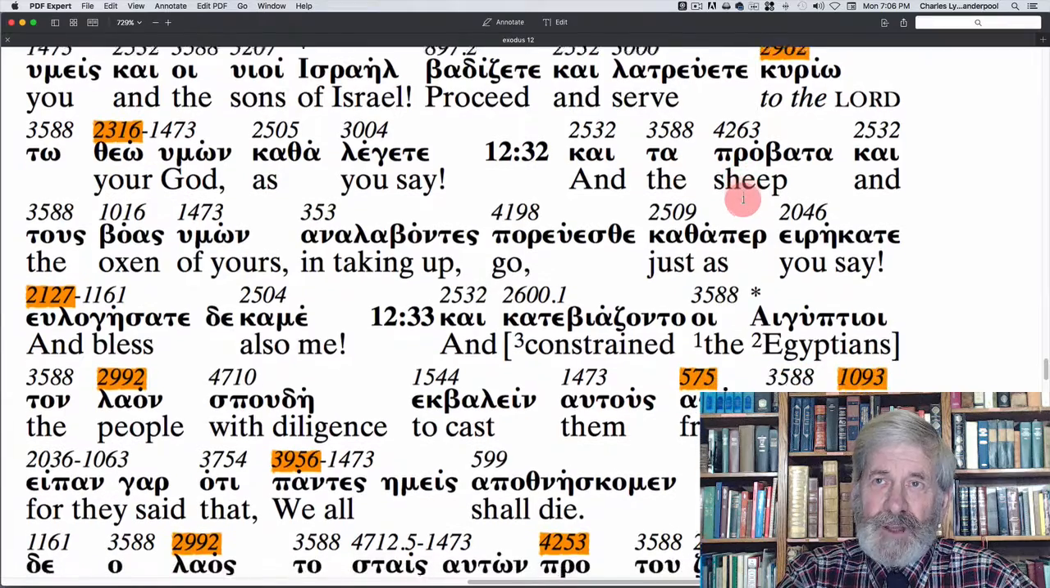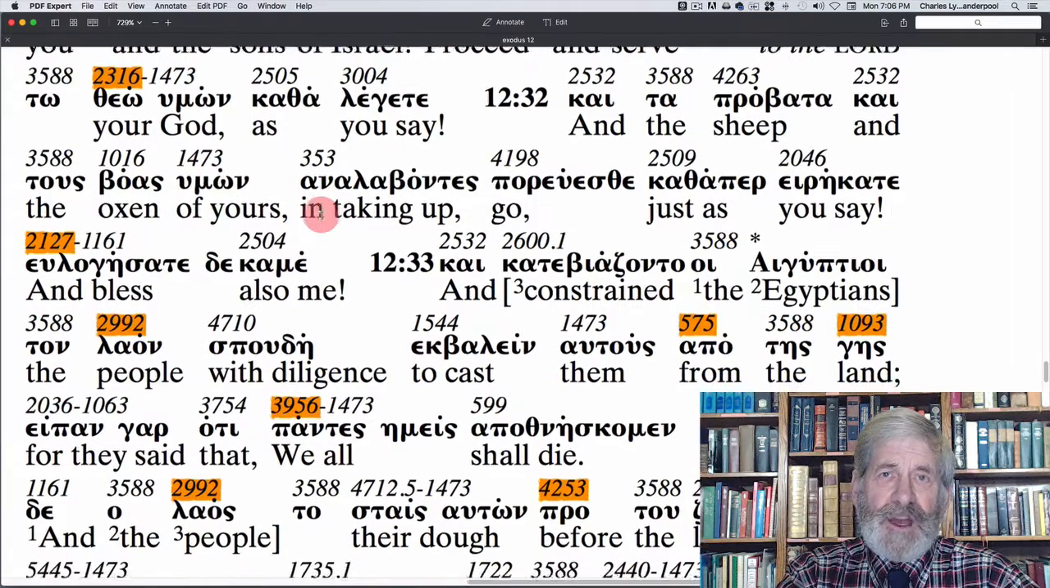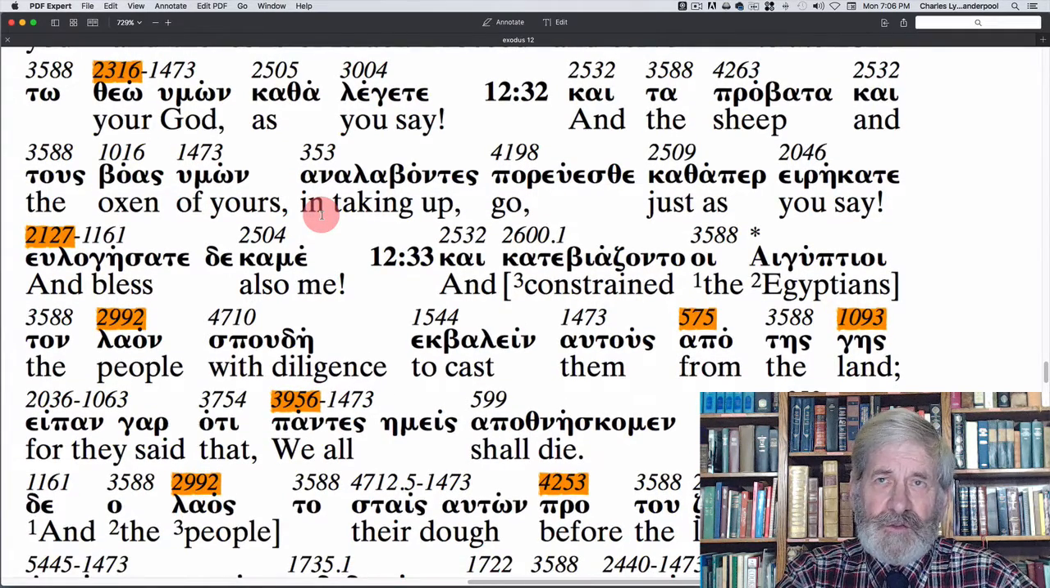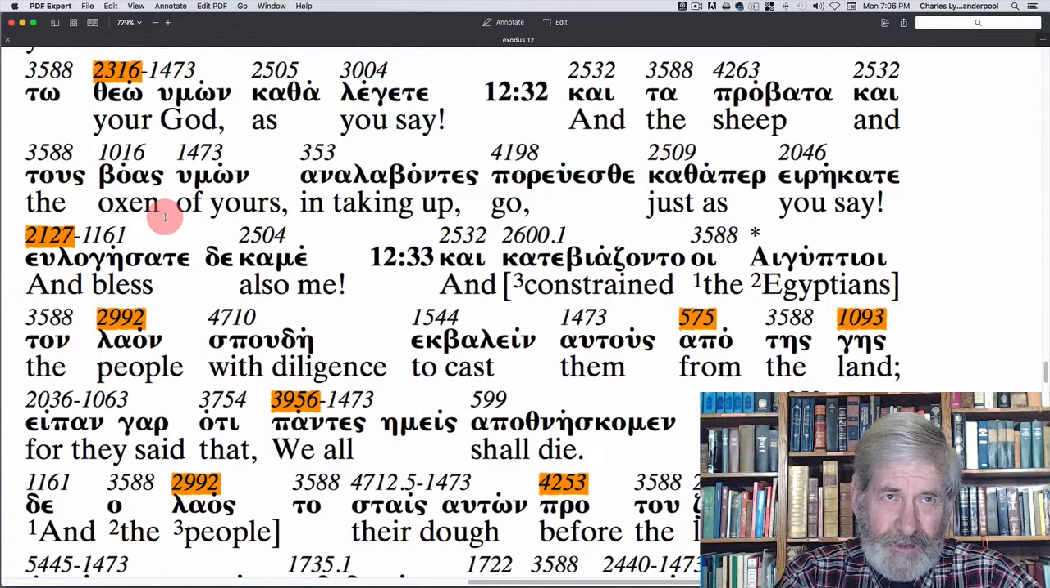And the provata, the sheep, that's plural, and your oxen, in taking up, go, just as you say. Now, the provata, the flocks, or the herds, and the voas, oxen. Now, what's the difference between, what is an oxen?